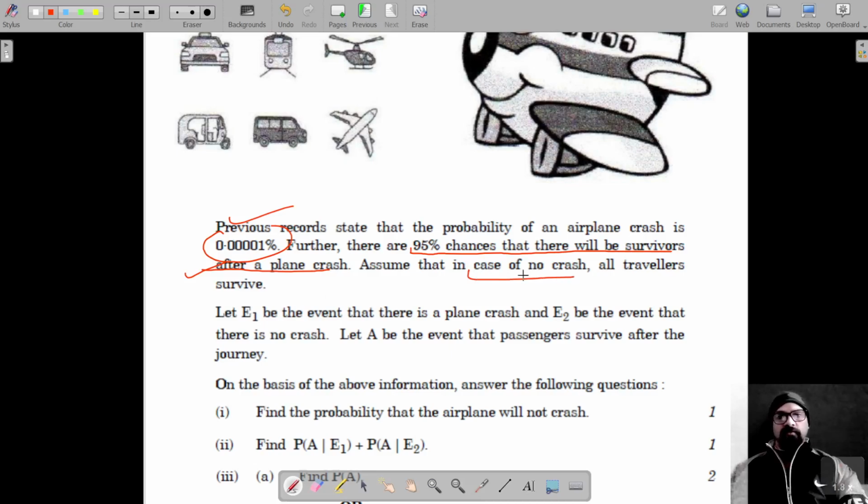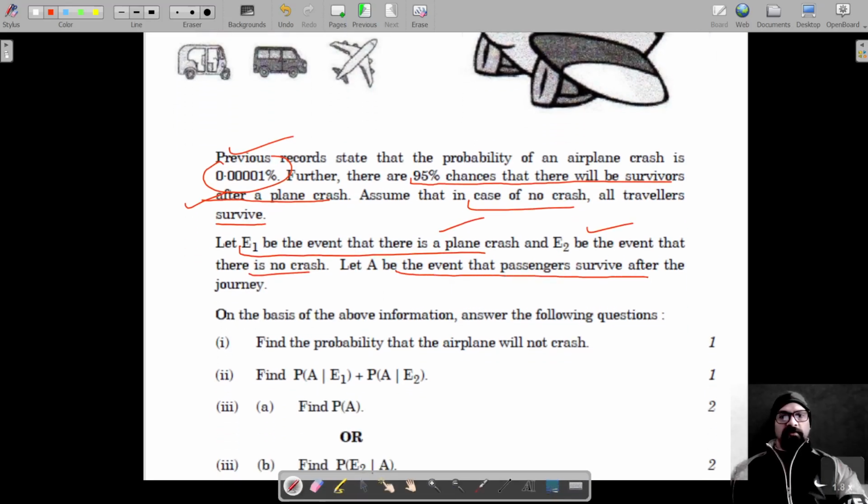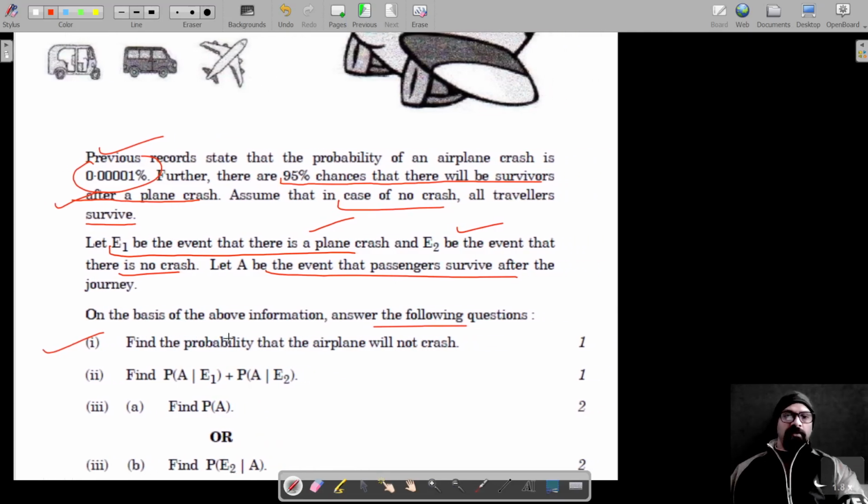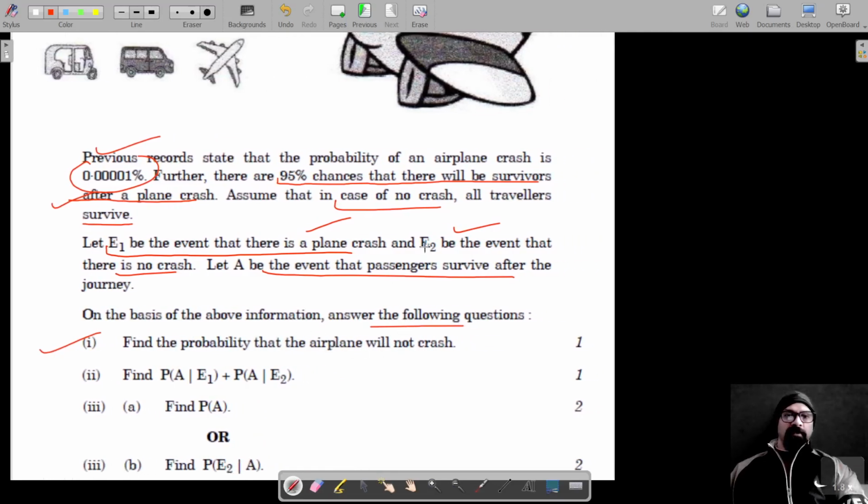Assume that in case of no crash, all travelers survive, and E1 is the event that there is a plane crash, E2 is the event that there is no crash, and A is the event that passengers survive after the journey. On the basis of the above information, we have to answer the following questions. The first one is: find the probability that the airplane will not crash.